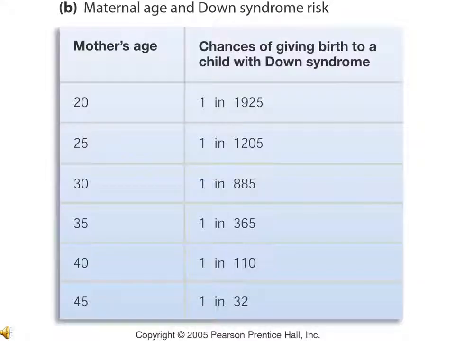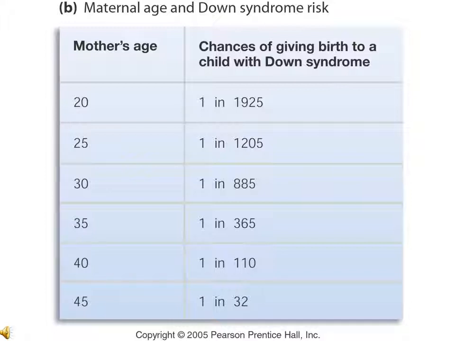This shows us the incidence of Down syndrome based on the age of the mother. Now notice that when a mother is in her 20s, there's only one chance in several thousand of having a Down syndrome child. But as the mother gets older, the chances of having a Down syndrome child increase dramatically. Now, why do you think this is the case? Why do you think that as the female gets older, the chances of having a Down syndrome child increase?